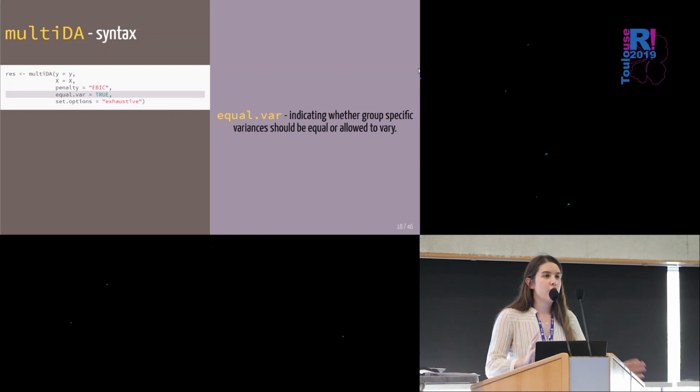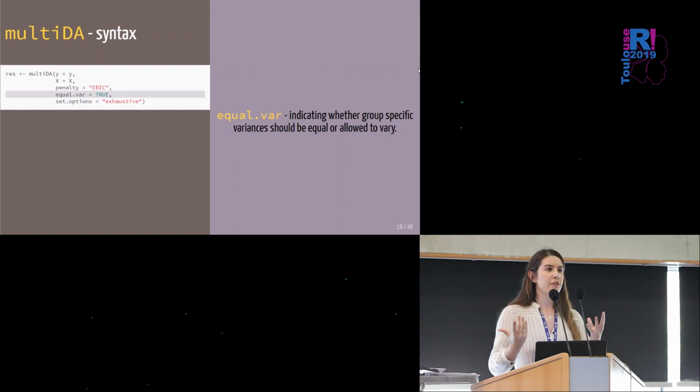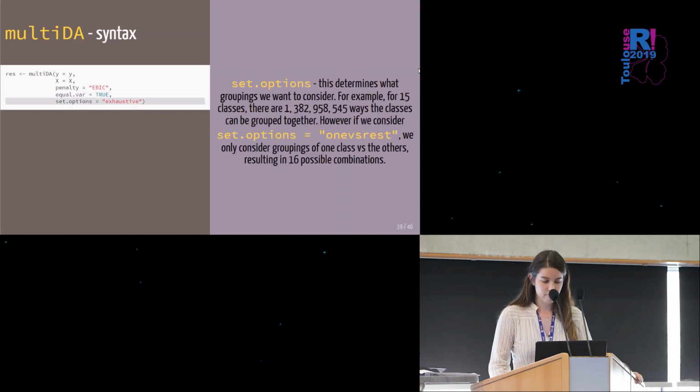Equal variance, so we do allow for the normal distributions being compared. If you want to have the group variances set to be equal, this is an LDA type algorithm, or different, so it's a QDA type algorithm.